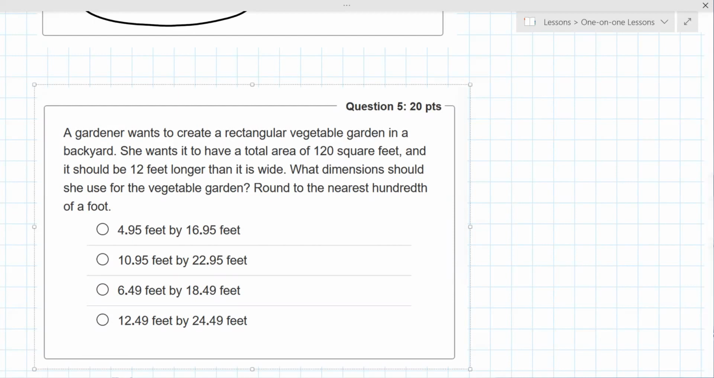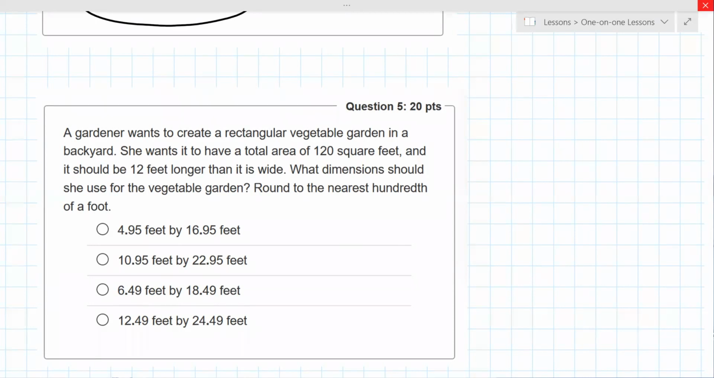Are you asking or telling me? Yeah, I'm telling you. Letter C. Okay, so here's how I can check. Does 6.49 times 18.49 multiply to 120? I don't know. Did you try it? Yes, I did. But did you just multiply the answers? No, I didn't multiply them. I used the graph. Good. All right, excellent. So we're submitting now.